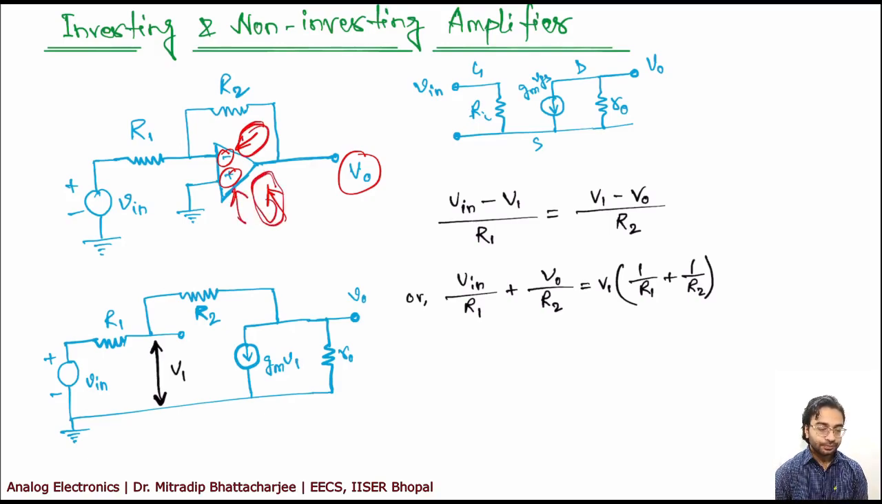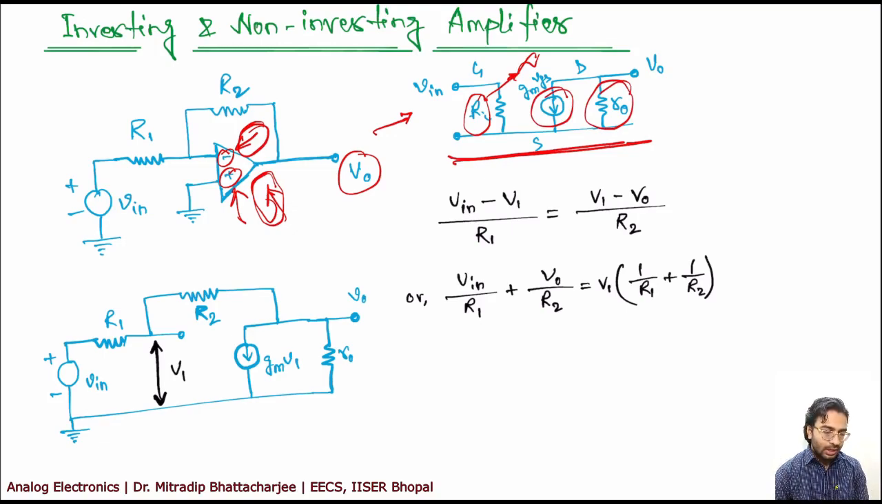Okay, the typical equivalent circuit for the op-amp would be something like this one. As it is shown, you have a Ri. Generally this Ri value is very high. I already said the op-amp circuit provides a very high input resistance. Then you have a current source GM VGS, and you have an output resistance R0.